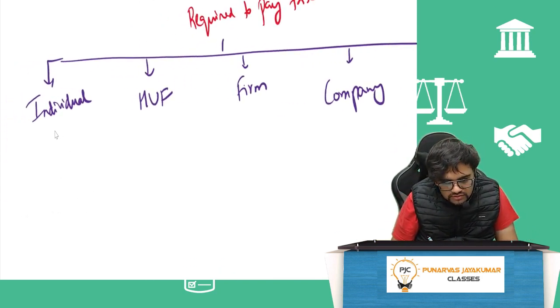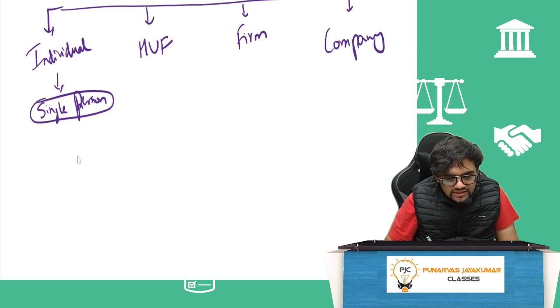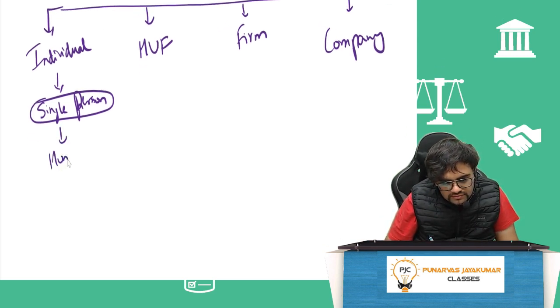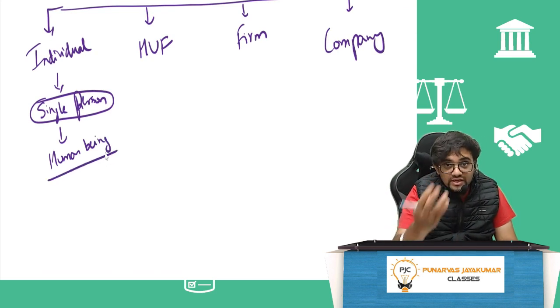Individual means what? Single person. Single, sir? We are CAs, sir, we are single only. Single person means what? Human being. Sir, is there anything called animal being? Don't ask. What I'm asking is a really important thing.